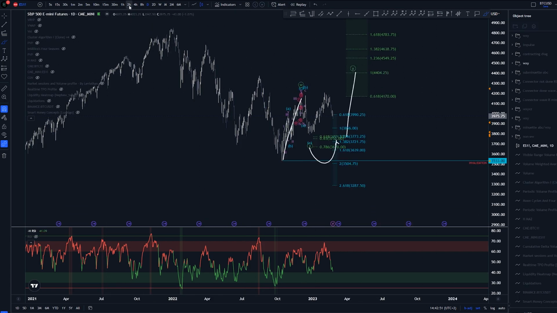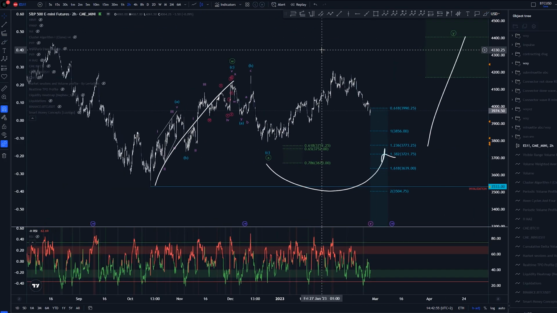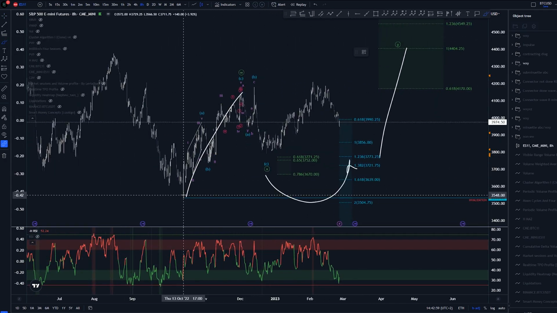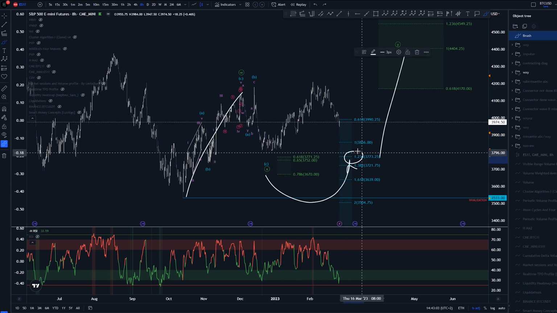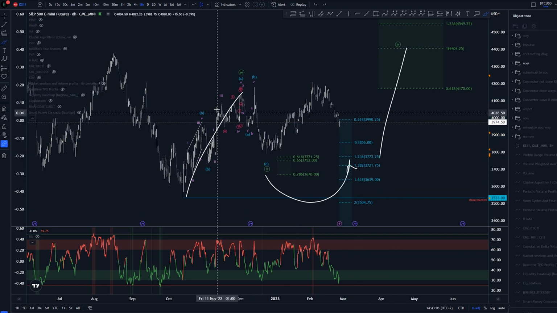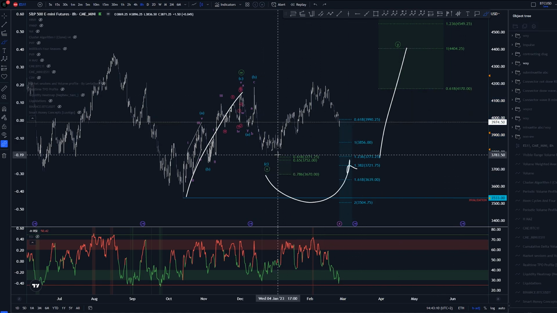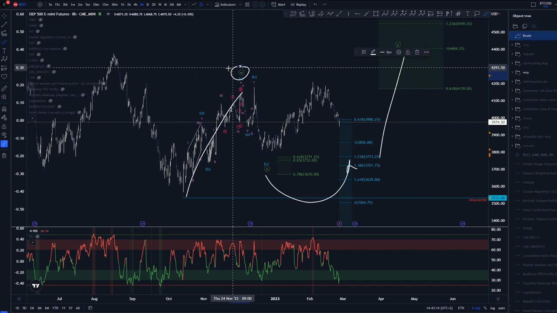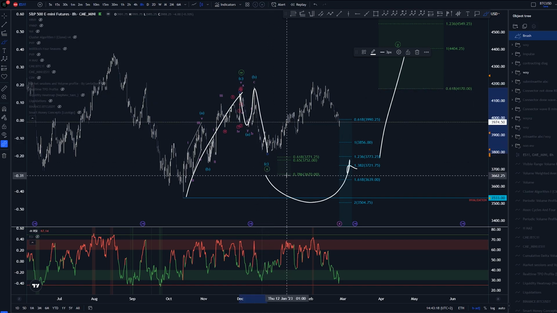Now overall, the idea on both the more corrective structures, if we go back to here, has been that we have a three-way structure into W, three ways into X here, or the wave X is not done and it is coming back here to create this larger wave X. Generally, wave X's are somewhat larger in time than wave W's, but again, it does not remove the possibility of this being the wave X completely.